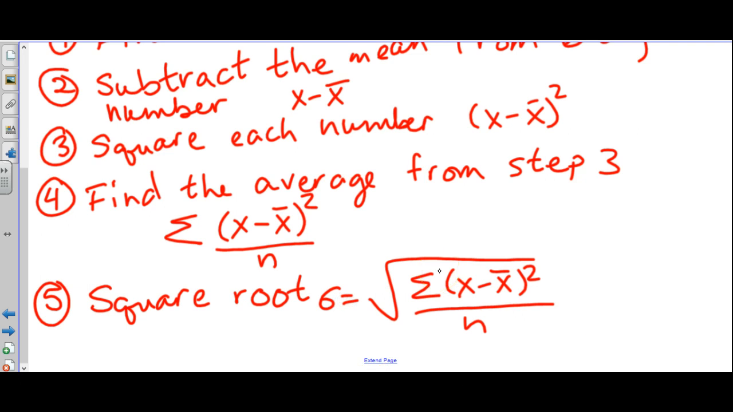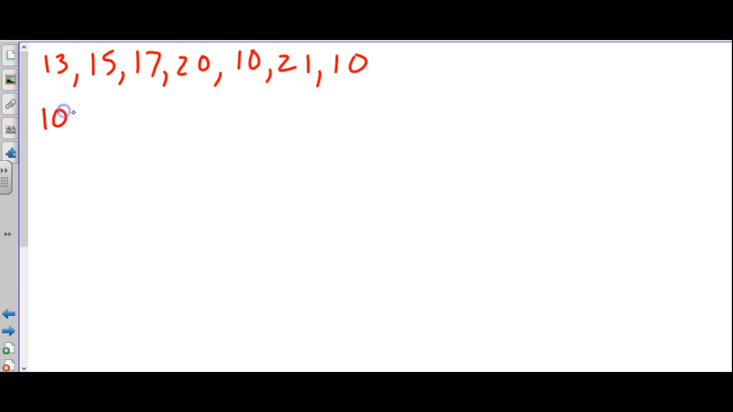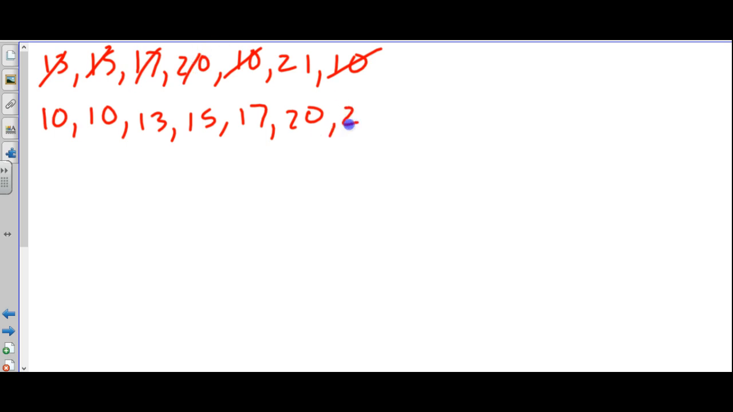So let's go through a set of data and find all of this information. So let's say we have 13, 15, 17, 20, 10, 21, and 10. Now it's still usually a good idea to put it in order. So we have 10, 10, 13, 15, 17, 20, and 21. So now we have our data in order.